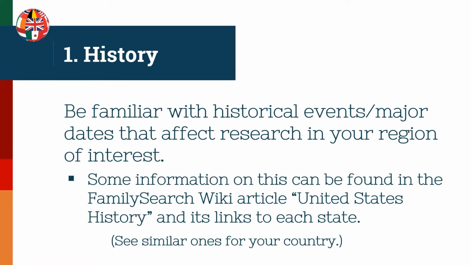Start by gathering information on the historical events and major dates that affect research in your region of interest. Some information on this can be found in the Family Search Wiki articles, such as the one on United States history, which has links to each individual state and their history. There are similar articles for various other countries.